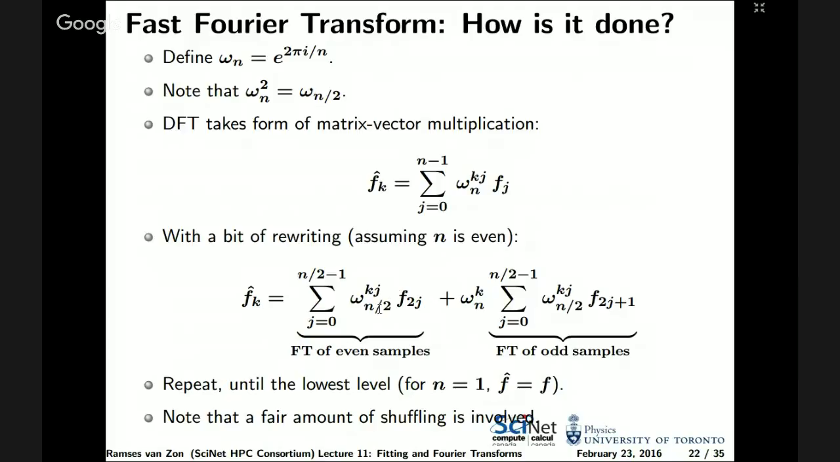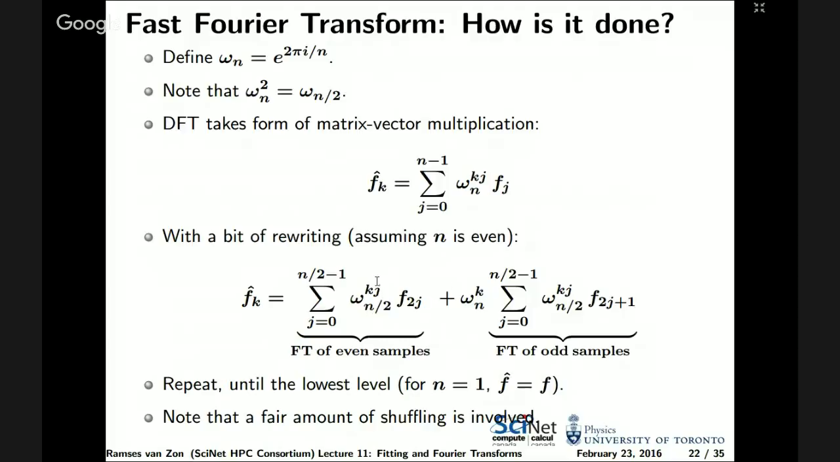Because they're even, I can use this identity that omega n over 2 is omega squared. So that's kind of what went here. So what I should have is 2j in here, but I replace it by n over 2. Okay. And similarly here. So this looks just like the fast Fourier transform of the even samples, because it has the same k of j. The sample size is different, so n minus n over 2 is different. But other than that, it's the same one.